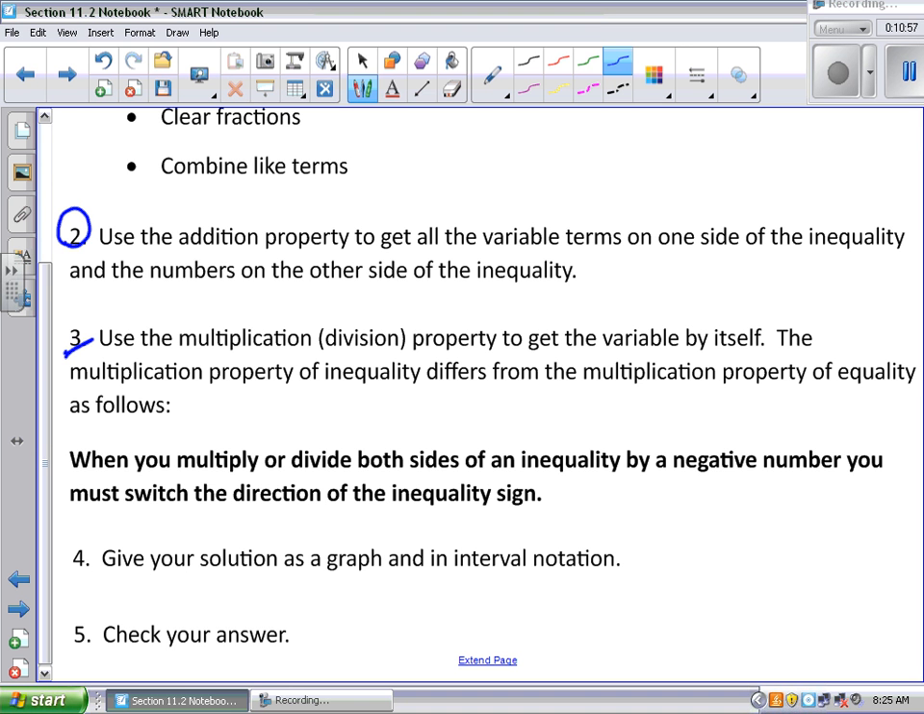The multiplication property of inequalities differs from the multiplication property of equality as follows. I like to put stars here, just as kind of a reminder. This is our special step. When you multiply or divide both sides of an inequality by a negative number, you must switch the direction of the inequality sign. Now I want you to think about, why do you do that?